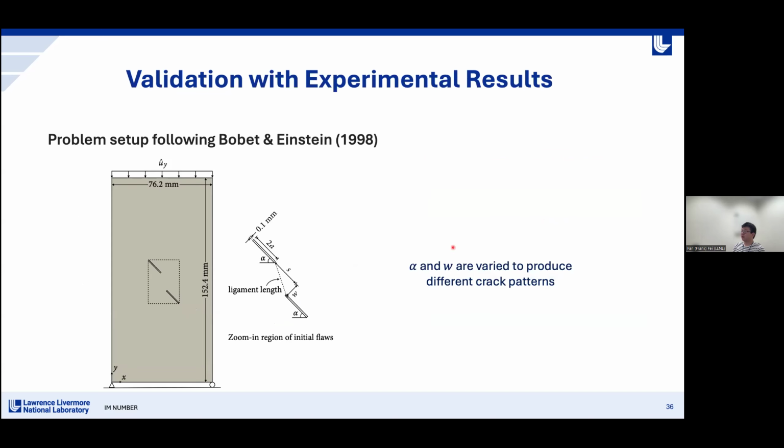To validate this model and demonstrate its features, we refer to a classic problem set up in this paper by Bobet and Einstein, where a rectangular specimen with 2 parallel pre-existing flaws is under uniaxial compression. In both experiment and simulation, different configurations of these pre-existing flaws have been tested by changing the inclination angle alpha and also the stepping between the 2 parallel flaws, which we denote by W here.